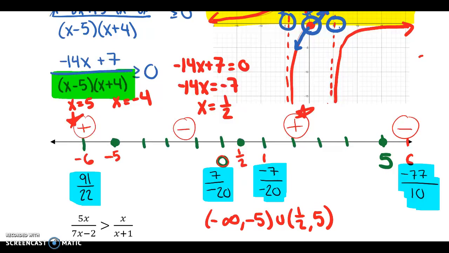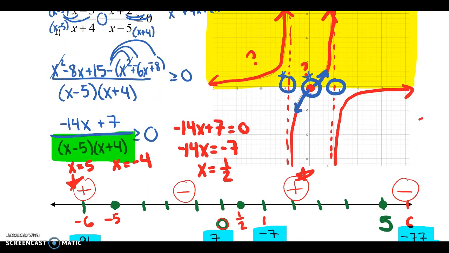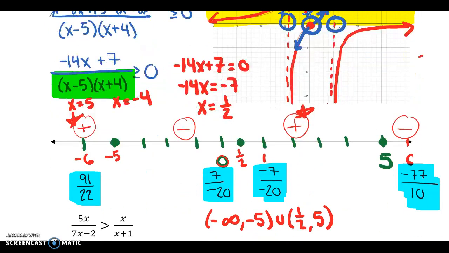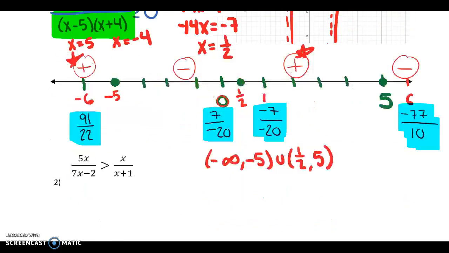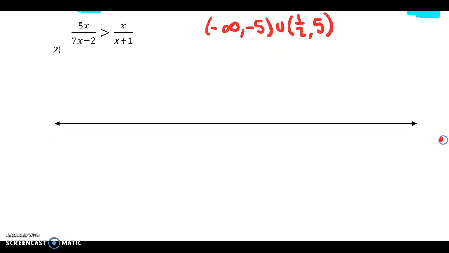Let's just make sure that matches. Got to check my work here. So above the axis from -infinity to -5, and then again above the x-axis from 1/2 to this asymptote at +5. Cool. So your algebra should always match your graph, and you can do it either way. It's kind of cool.